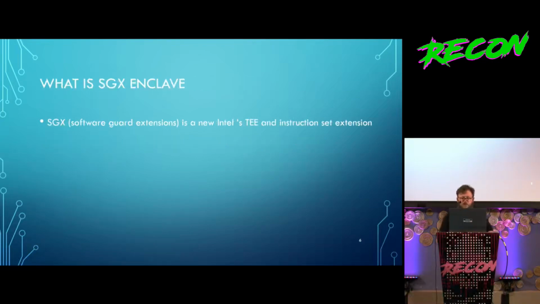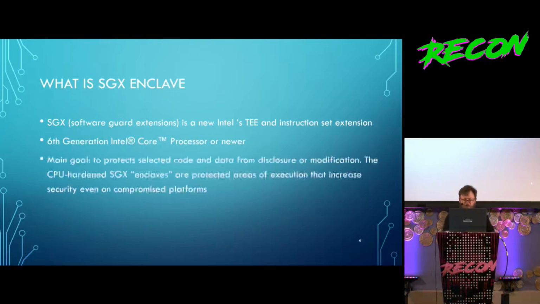So, what is an SGX Enclave? SGX is a new Intel Trusted Execution Environment and instruction set extension. It contains two opcodes, ENCLU and ENCLS, with so-called leaves, the numbers of which are passed in the EAX register. It exists in the 6th generation of Intel processors, Skylake and Kaby Lake, and later, hopefully. And its main goal, quote, is to protect selected code and data from disclosure or modification. The CPU-hardened SGX enclaves are protected areas of execution that increase security, even on compromised platforms.